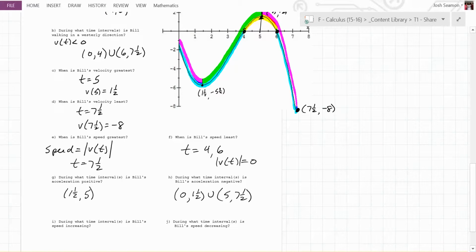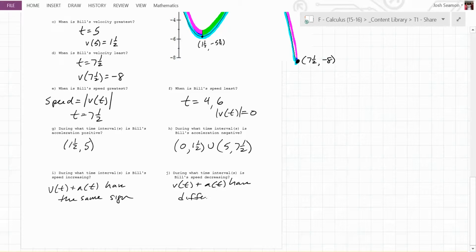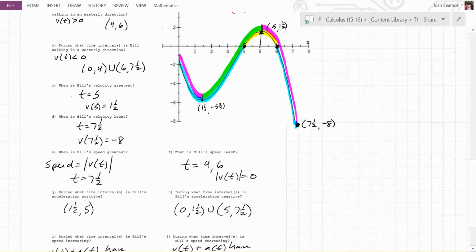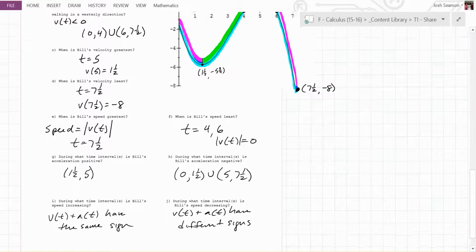Speed is increasing when what is true? Velocity, V of t and A of t have the same what? Yes. They have the same sign. And this one is when V of t and A of t what? Have different signs. Different signs. So you have to look at this and remember, you have to be very, very careful about this.